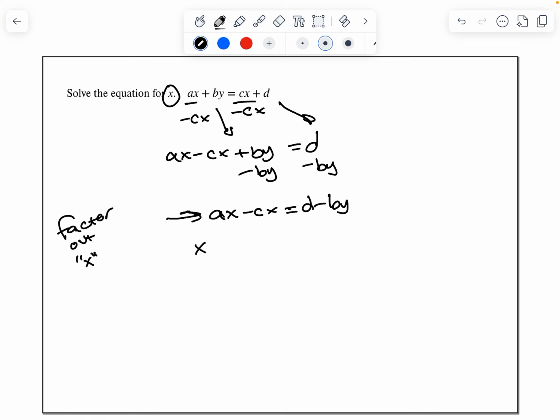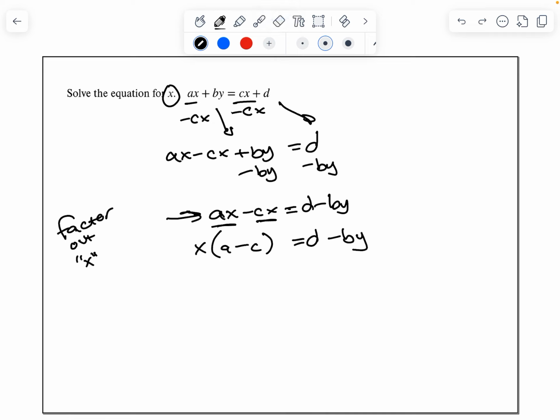So that would be x. If I took an x out of this term, I would have just an a. If I took an x out of this term, I would have just a c. Check me real quick and notice that if I distributed this x back in, I would end up with xa minus xc. That's the same thing as ax minus cx, right?